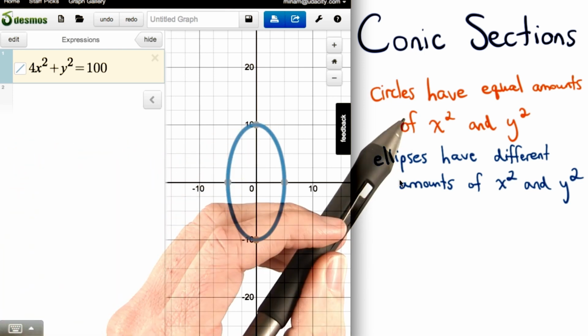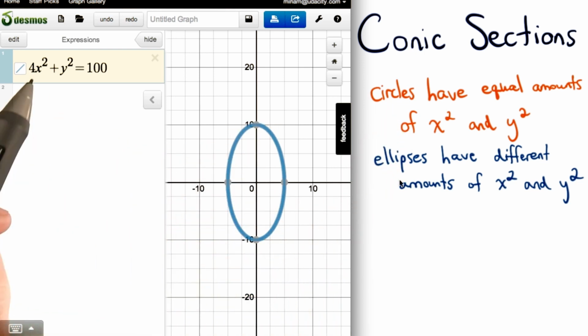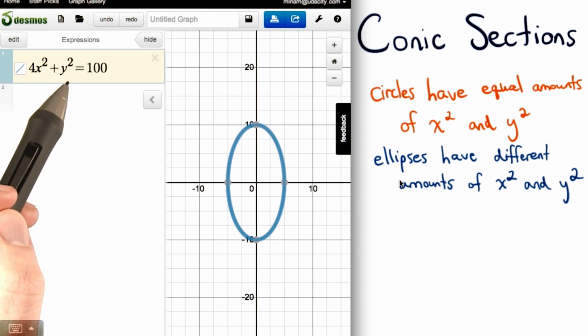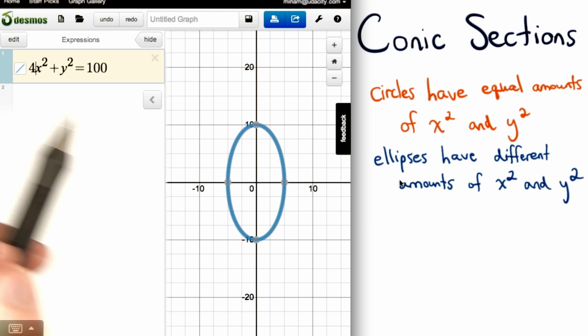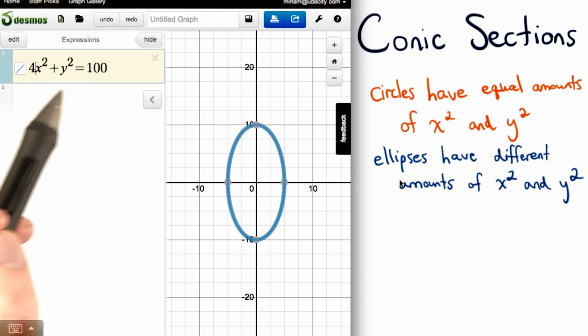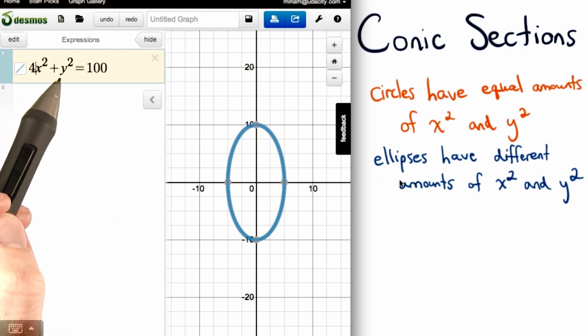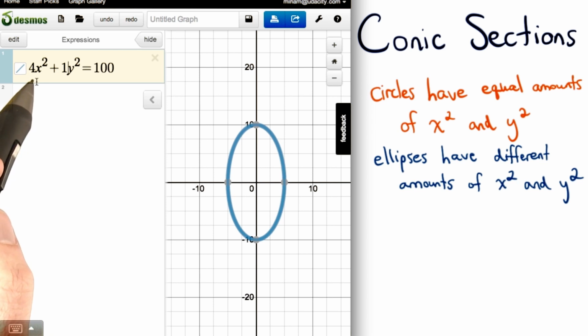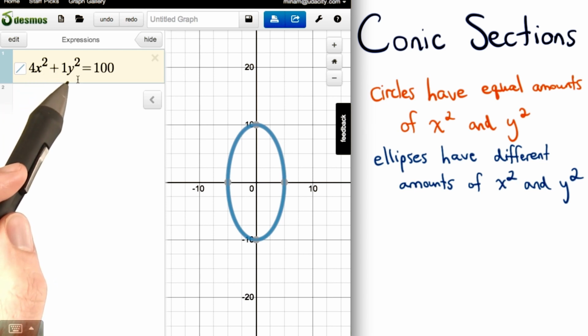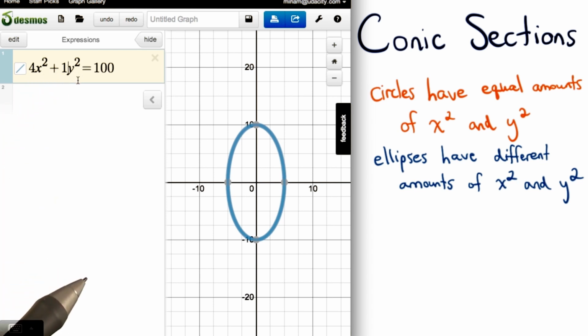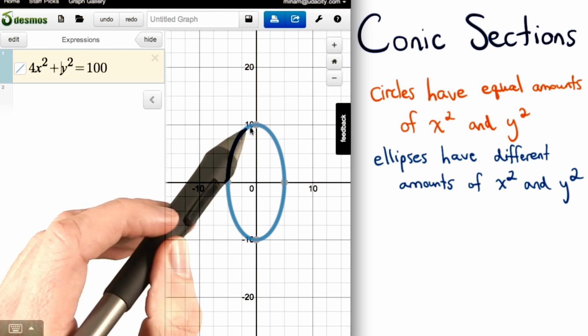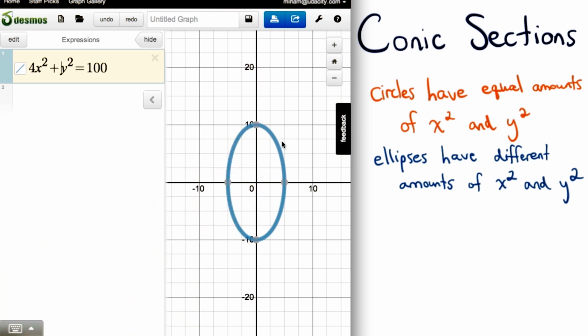The key idea for circles and ellipses is that there's a positive sign in between the x squared term and the y squared term. The difference between them is that circles have the same coefficient, whereas ellipses have different coefficients. Here the coefficient of x squared is 4, and here the coefficient of y squared is 1. We usually just don't list the 1. But notice it's the same exact graph.